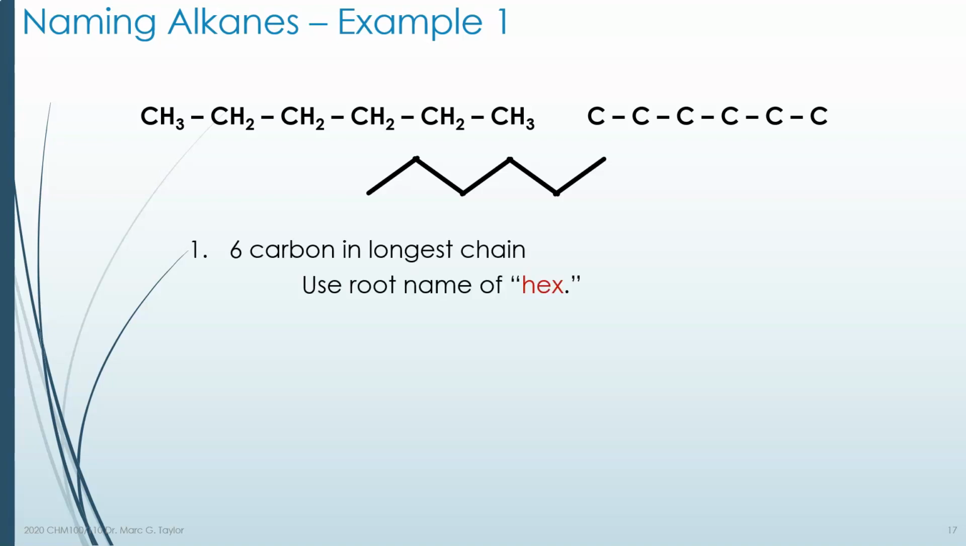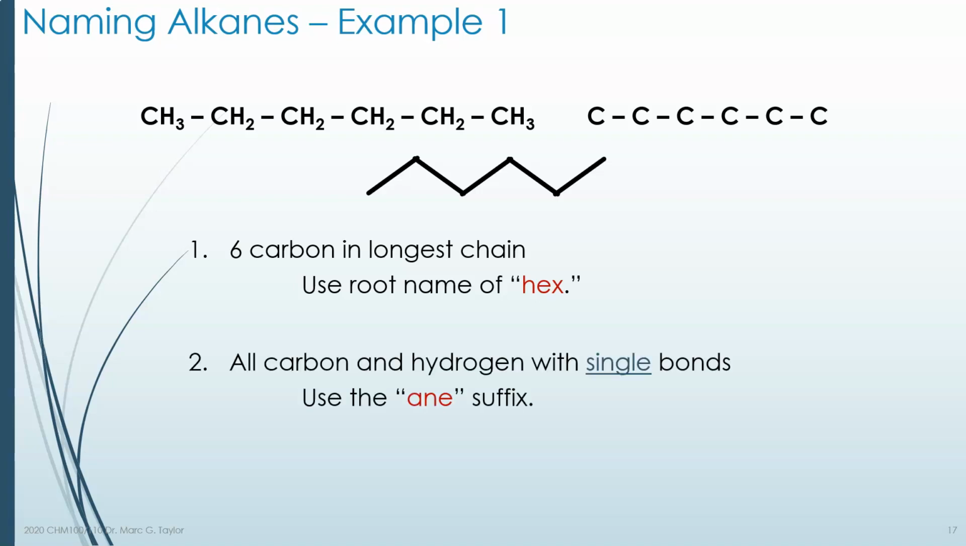So if we were to name this, we would use the prefix hex, meaning 6, and the suffix -ane, meaning an alkane. In other words, it has only carbons and hydrogens and only single bonds between the carbons. So the answer to this would be hexane. That's what we would call it. And that's pretty simple. You've already learned that list, so there's not a lot new here.